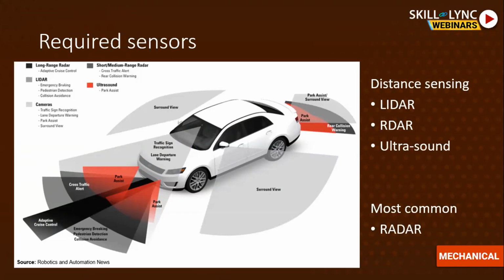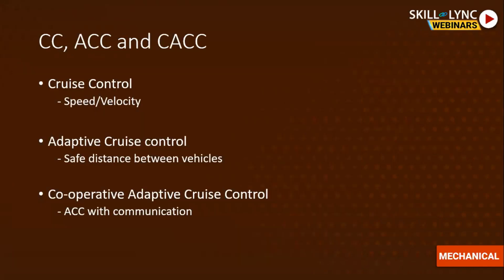Now, this is basically for adaptive cruise control. For cooperative adaptive cruise control, you also need communication between the vehicles. For that, Wi-Fi works. Now, let's talk about the terms that we would be using. One is CC, which is cruise control.